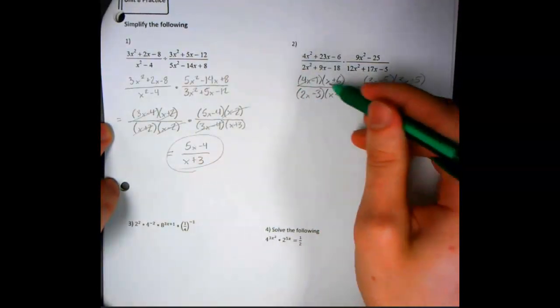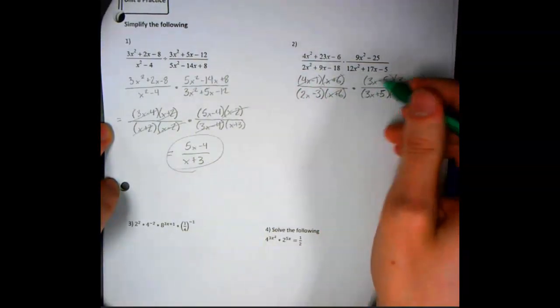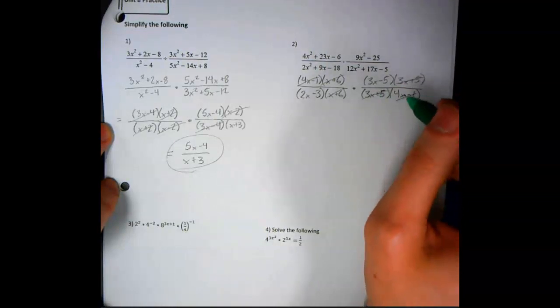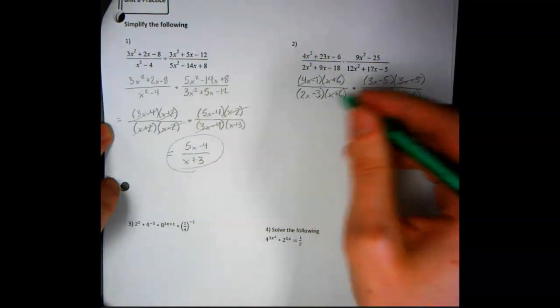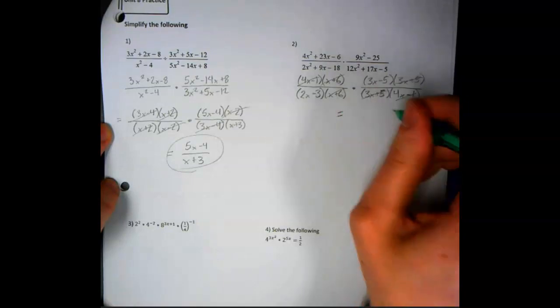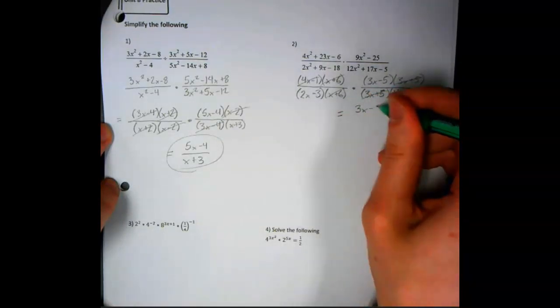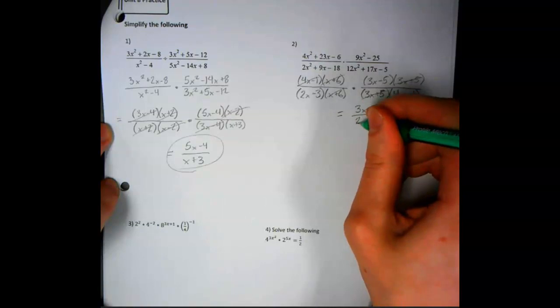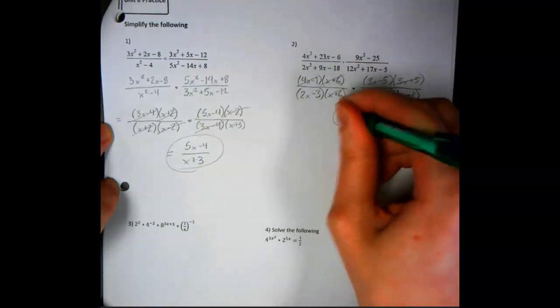If you're having any trouble at all with this, again, just reach out and let me know, and we can work on solving these problems together. So after you're done crossing everything out, you have 3x minus 5 over 2x minus 3. And that is your answer.